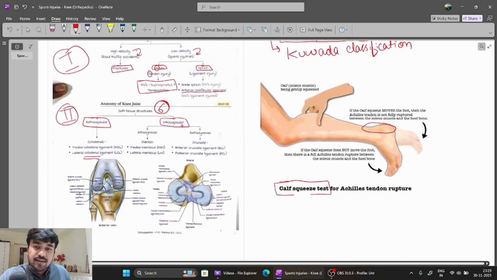While intracapsular ligaments are the remaining four, again which are grouped into two groups: the intrasynovial and extrasynovial. The menisci are intrasynovial, the medial and lateral menisci, while the cruciate ligaments, the anterior and posterior cruciate ligaments, are extrasynovial ligaments, right? So these are the six ligaments which are clinically important as far as sports injuries around the knee joint are concerned, right?